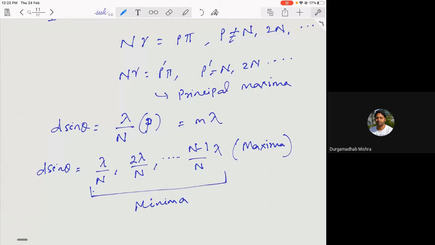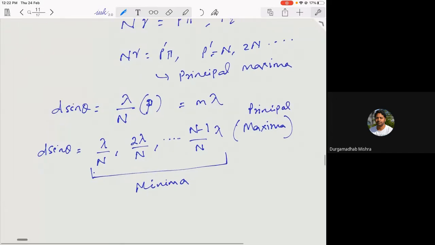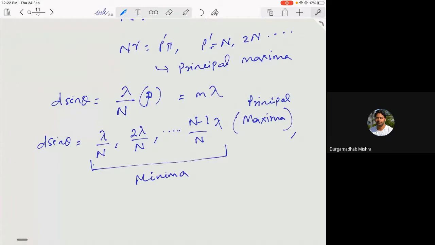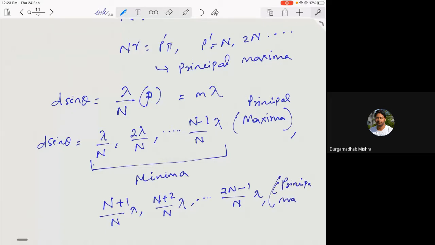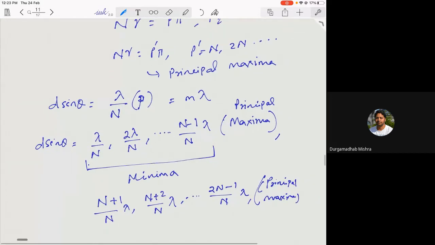But whenever p is equal to capital N, immediately you have a principal maxima. And then after that, again you have the minima, which is given by (N plus 1) by N λ, then (N plus 2) by N λ, and so on, which will go up to (2N minus 1) by N λ. And then when p is equal to 2N, you will have a principal maxima again.